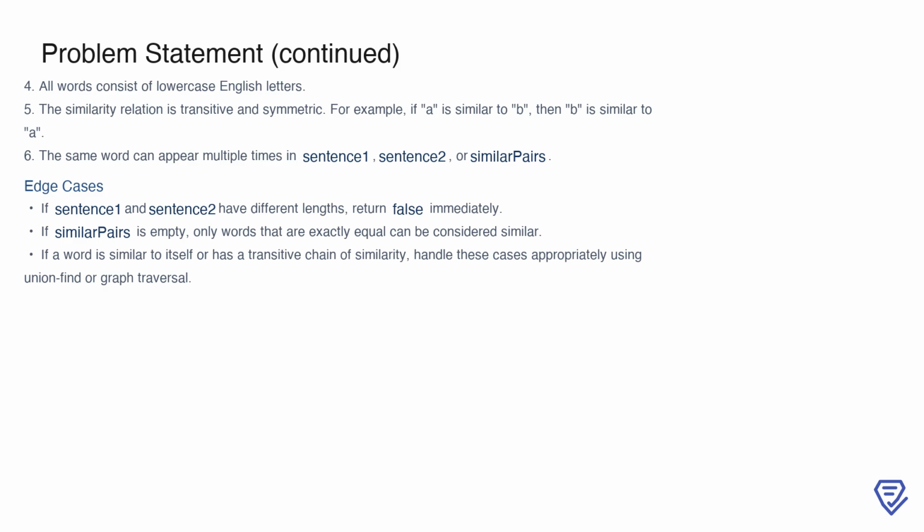Finally, let's go over the constraints and edge cases. The lengths of both sentences are between 1 and 1000, while the similar pairs array can have up to 2000 pairs. Each word in the input has a length between 1 and 20 and consists of lowercase English letters. The similarity relationship is both transitive and symmetric, meaning if A is similar to B, then B is also similar to A. Some important edge cases include handling sentences of different lengths, which should immediately return false, and scenarios where similar pairs is empty. In such cases, only exact word matches are considered. Additionally, transitive chains of similarity require careful handling, which can be efficiently managed using union find or graph traversal techniques.